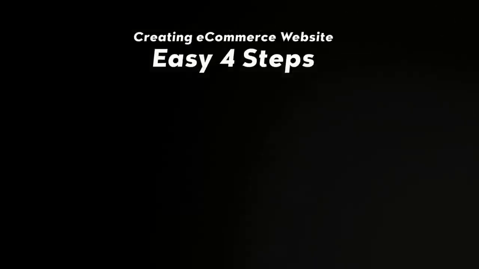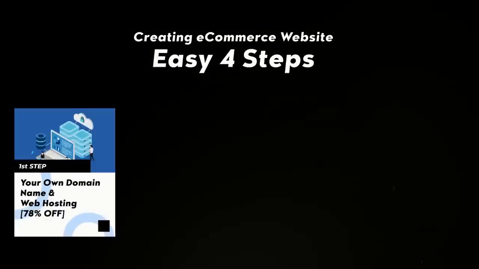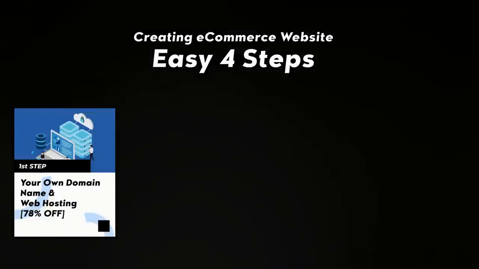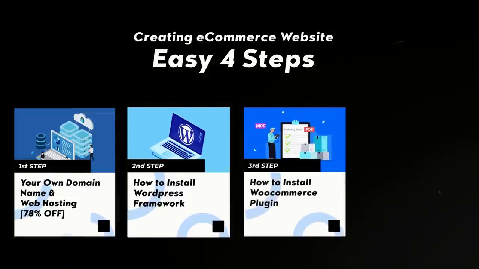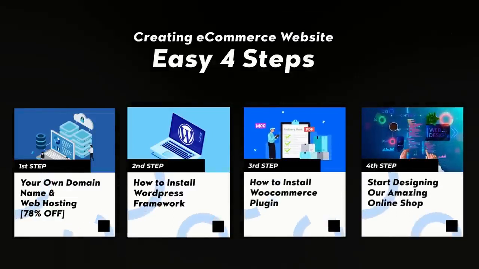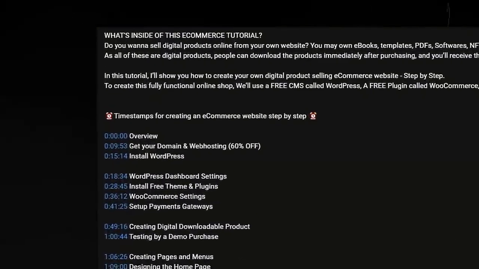Alright, we'll be creating our beautiful e-commerce website in 4 easy steps. First, I will show you how to get your own domain name and web hosting. I will also provide you a 78% discount link. Then how to install WordPress. Then how to install and set up the WooCommerce plugin. Finally, we'll start designing our amazing online shop. Also, I'll be adding timestamps in the description so you can always jump to the part you need.